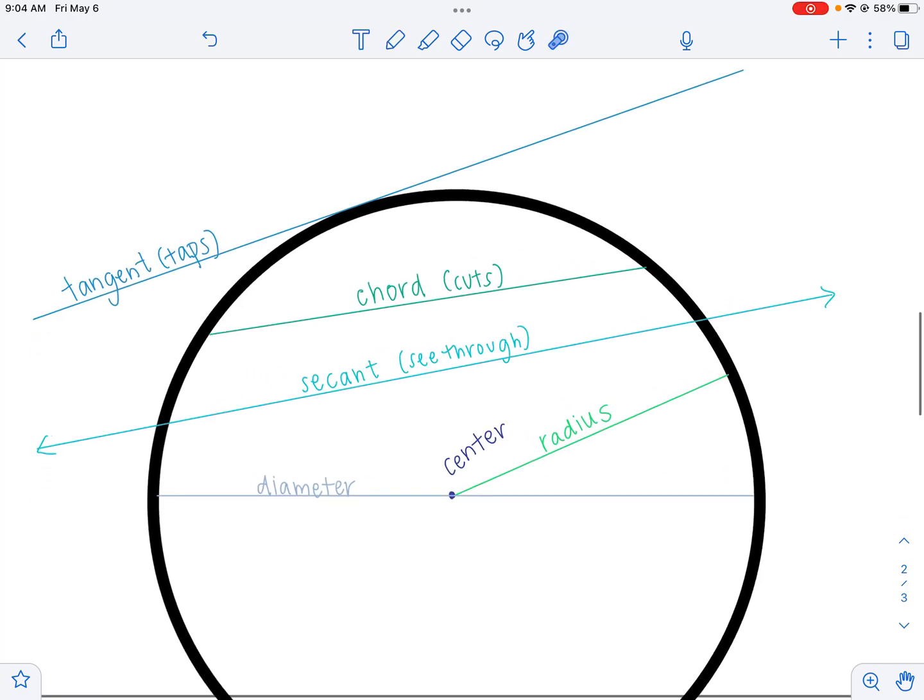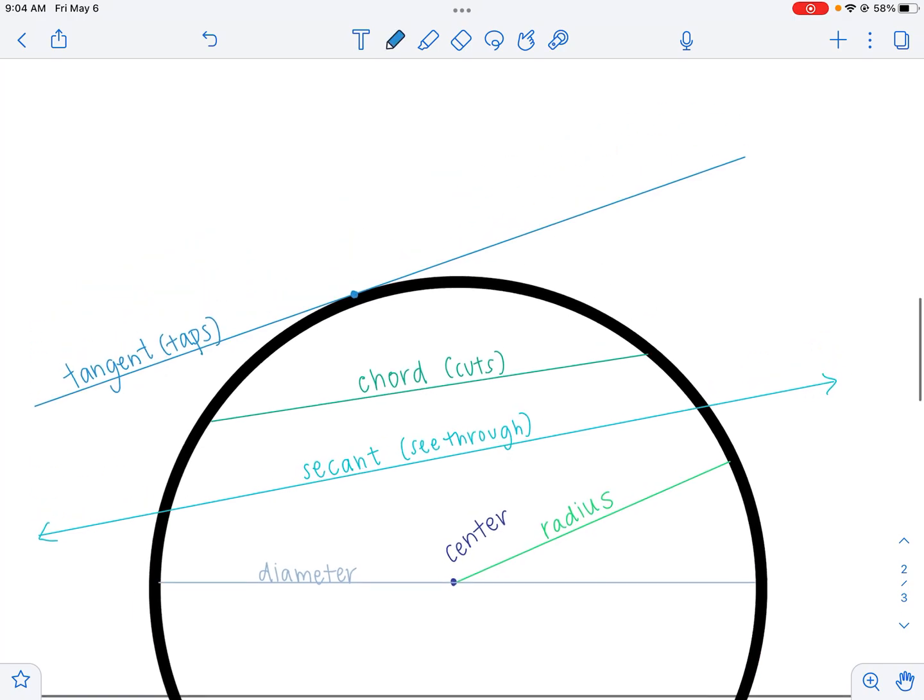Now, any point on the exterior of the circle we'll call a point of tangency because it could tap. So like that would be a point of tangency. Technically, this over here would be a point of tangency. But like any point on the exterior where I could tap the circle, we call that a point of tangency.